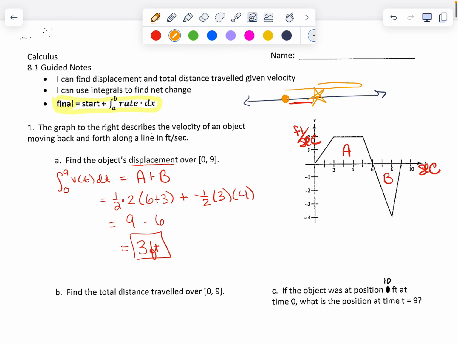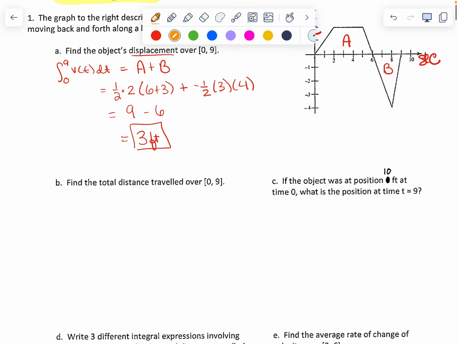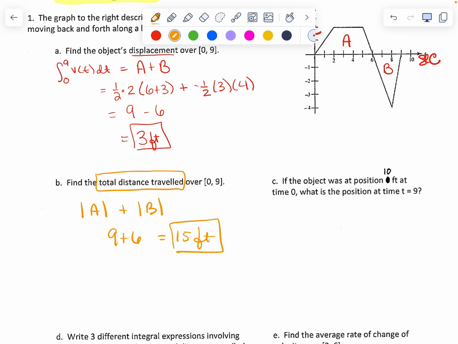Vector. Okay, find the total distance. Total distance traveled is saying how far did I travel regardless of direction, which is going to be the absolute value of A plus the absolute value of B, which is going to be 9 plus 6, or 15 feet. Oh, we did this first. We've done this. Oh, wait, I remember this.